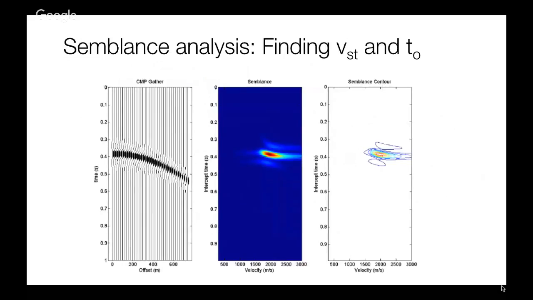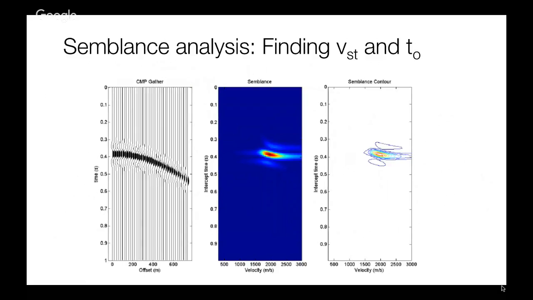So this is just another way of doing the same thing, except you're doing that integration over a huge sweep of intercept times and velocities. You're making a full 2D map of intercept times and velocities, and you're going to have this point where your energy focuses, and that tells you where your best fitting intercept and your best fitting velocity for that particular reflector is.